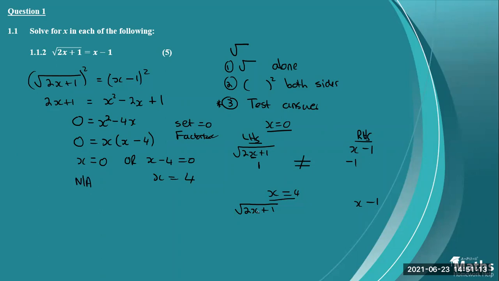Let's test where x is equal to 4. At the left-hand side, this will be 2 times 4, which is 8, plus 1 is 9, and square root of 9 is 3. If you put in x as 4 here, it will be 4 minus 1, which is 3. And because 3 is equal to 3, x is equal to 4 will be a valid answer. But then, because the 0 wasn't, you'll have to say, therefore, x is equal to 4.